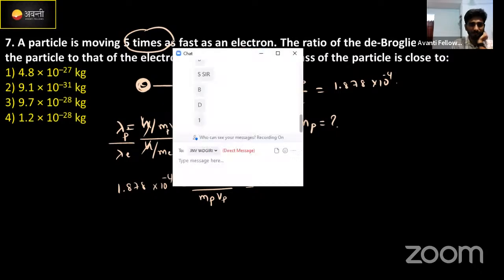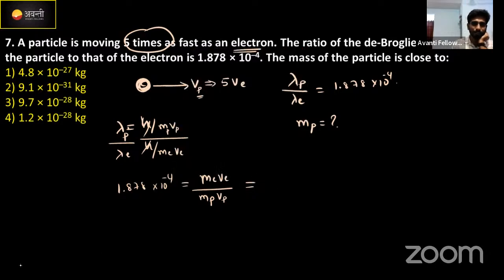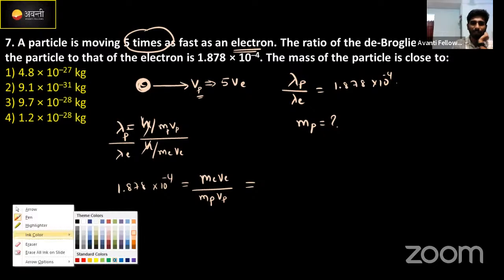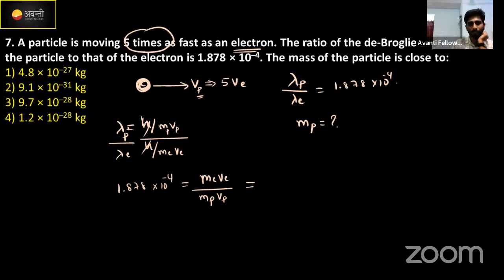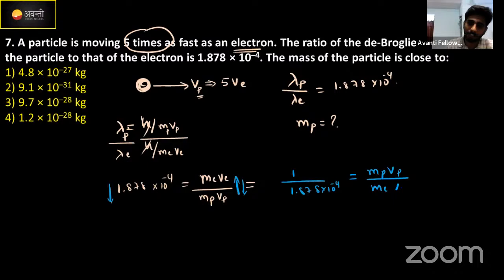Calculate कर दो. Okay, I will give the clues for further 2 more steps. Try to calculate it. Vp चाहिए ना. Do one thing, shift these 2 terms, hence it will also shift. Now it will become 1 divided by 1.878 into 10 to the power of -4 is equal to mass of proton, velocity of a proton divided by mass of electron, velocity of electron है.